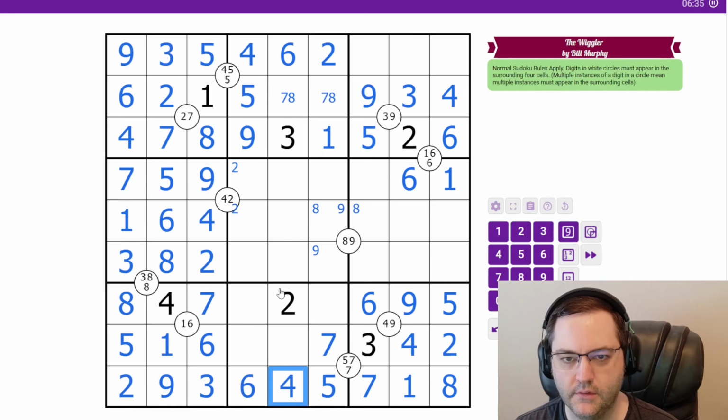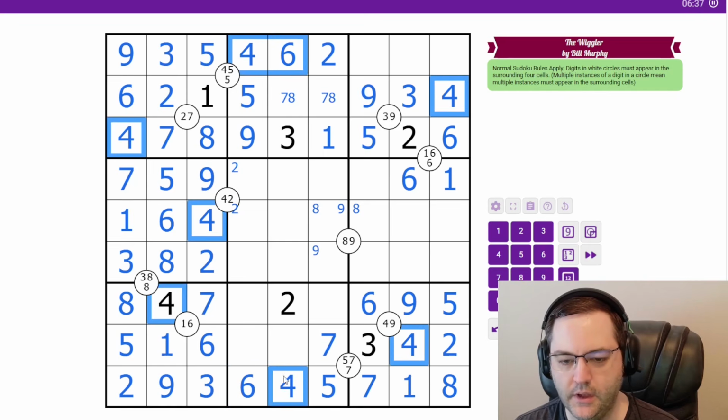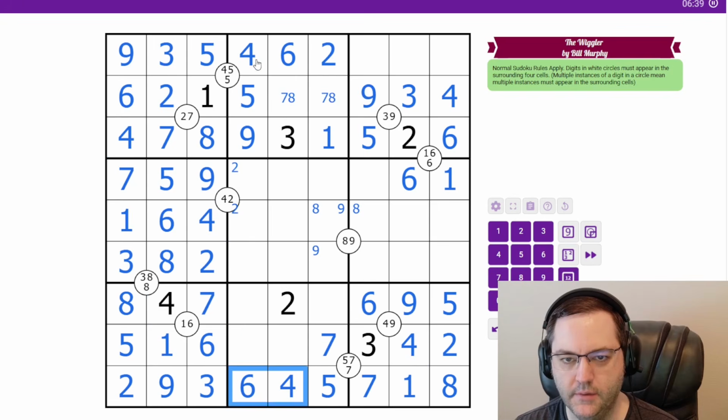4 and 6, and that would be a deadly pattern. That would be a deadly pattern if not for this quad clue. 1 and 3 are resolved by that. The 8, 7 is also resolved by the 7 down here.